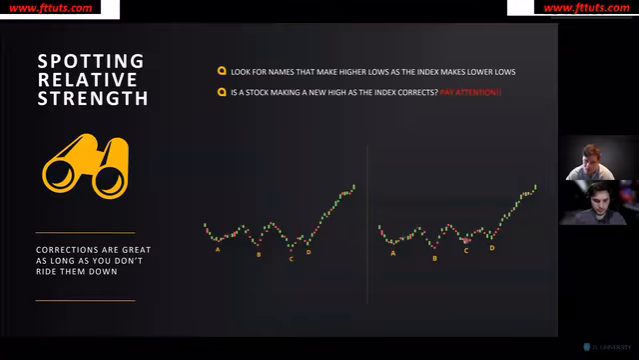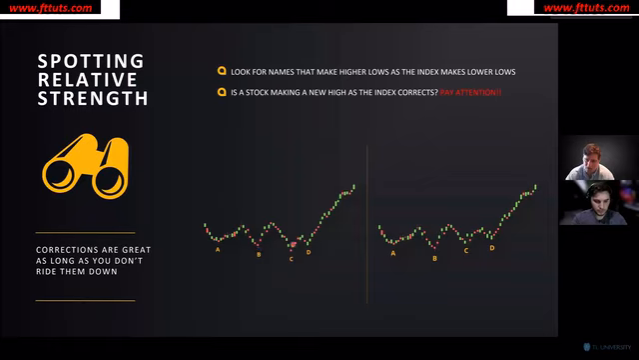And as an observer, somebody trying to find opportunity, the light bulb should go on. The index is making a lower low. The stock that I'm paying attention to is making a higher low. So the sellers were not able to push the stock down. Institutions came in and supported this at a higher price than at point B.